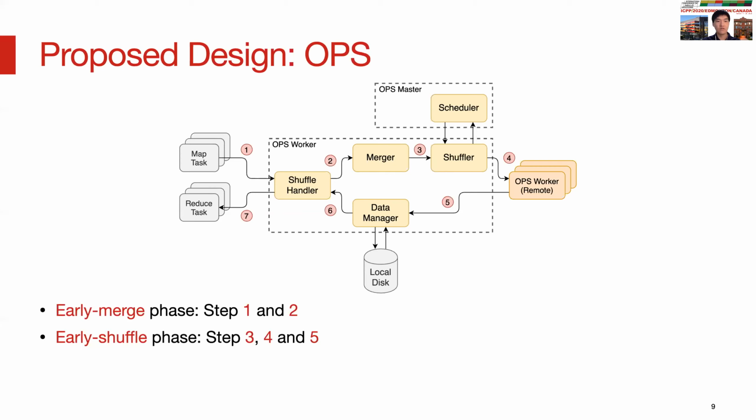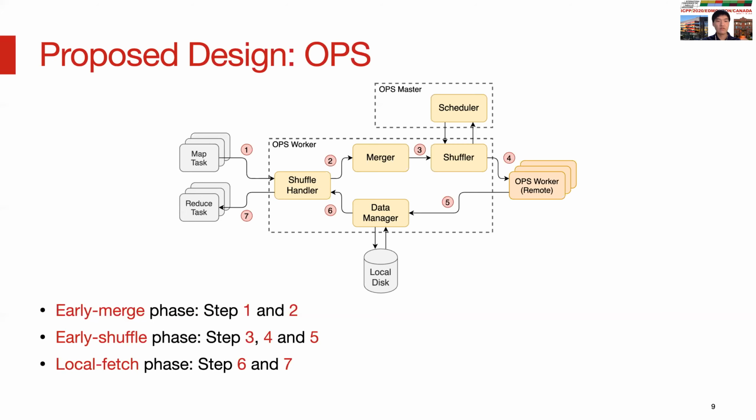Second, early shuffle phase. In the early shuffle phase, the early merge data is not stored on the local disk, but is directly transferred to the Shuffler for early transmission. The Shuffler interacts with the scheduler in the OPS master node and obtains assignments of subtasks in subsequent stages. The scheduler on the master node uses a particular strategy to predict the data distribution and assign subsequent subtasks to notify the Shuffler for early transmission. Subsequently, the Shuffler transfers the merged partition data in advance according to the obtained subtask assignments.